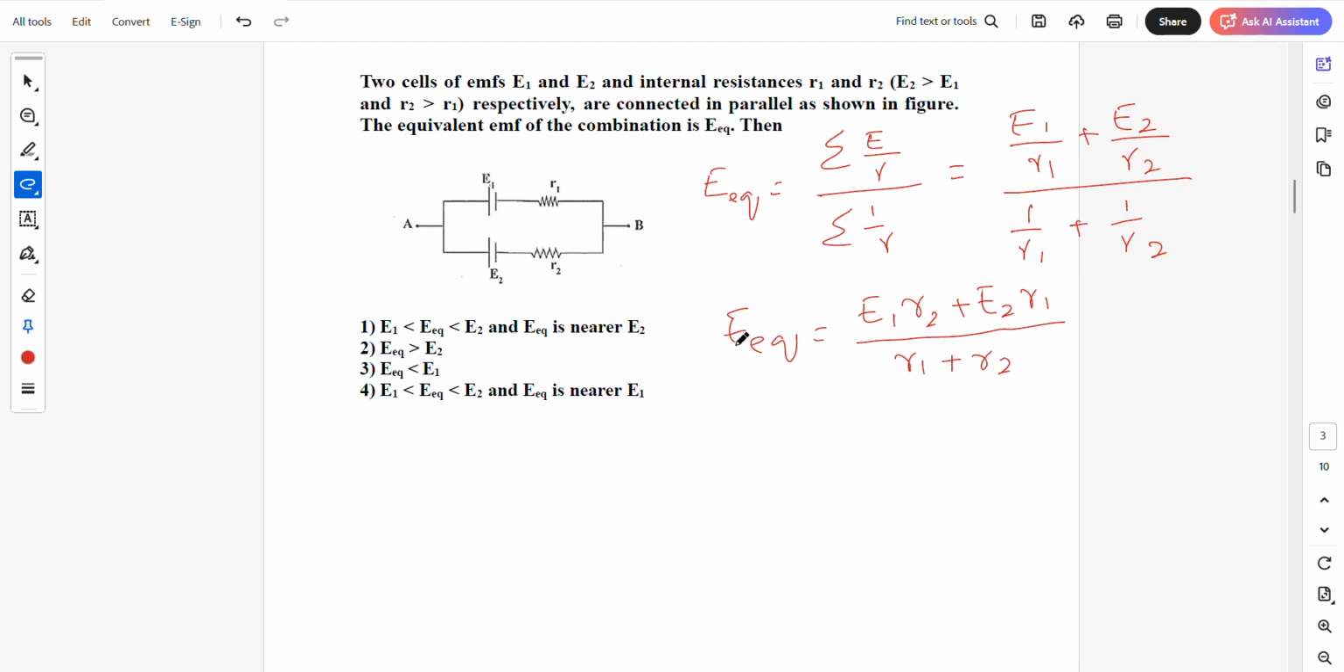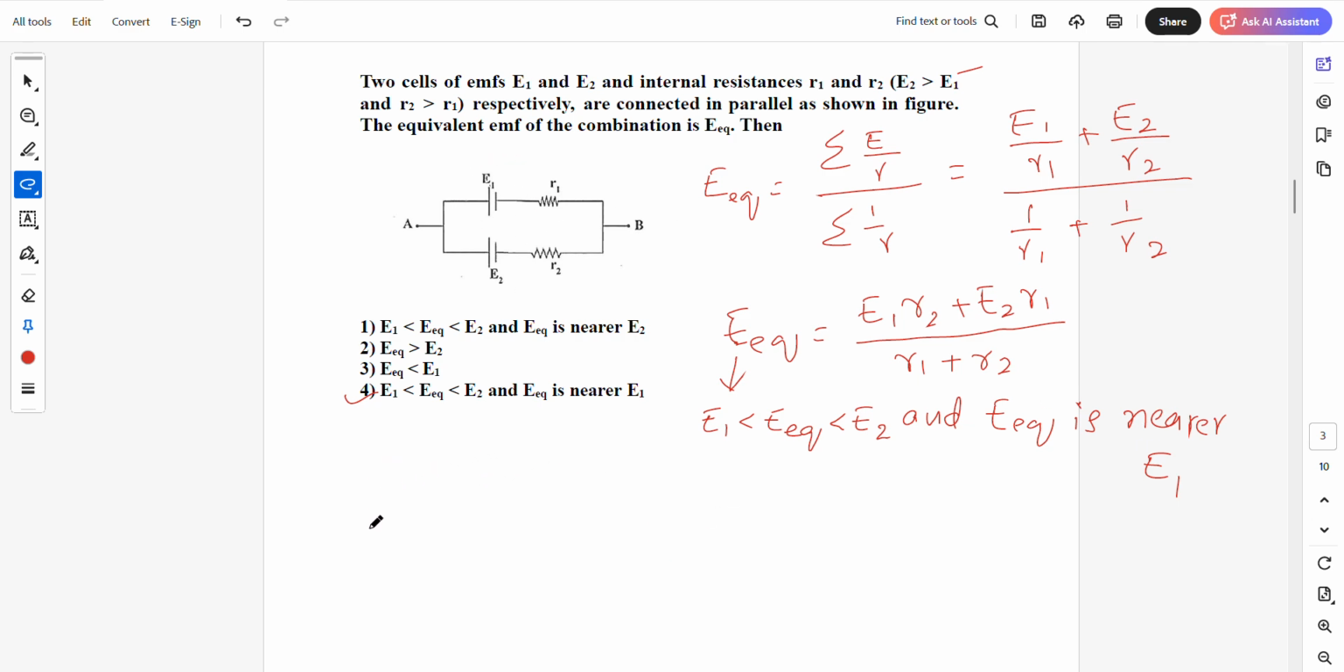Now this value lies between E1 and E2. E equivalent is nearer to what? The lesser value is nearer, E1, because here E1 is lesser. So this is the right answer. We came to know that E equivalent will be lying between E1 and E2, but it will be nearer to E1, the lesser value.